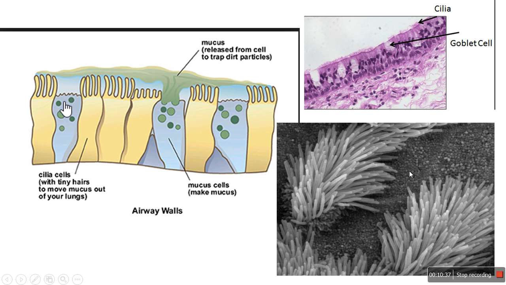So this is the epithelium here. This is the cilia in that epithelium. You can't see any goblet cells here, but you can see the epithelium. Now, what do you think would happen?